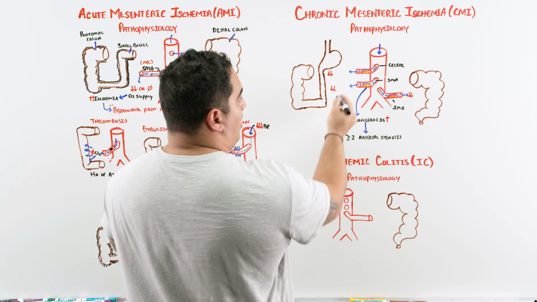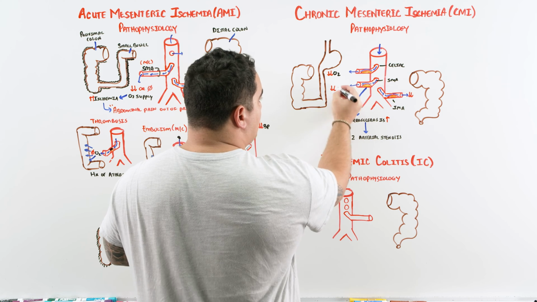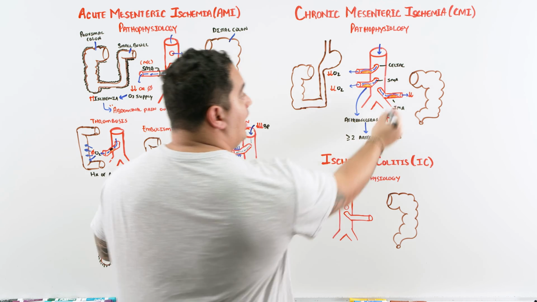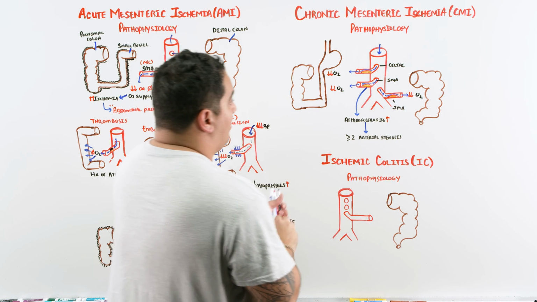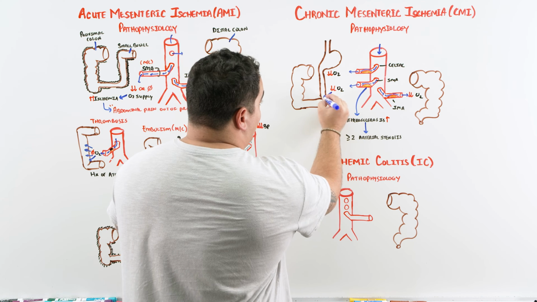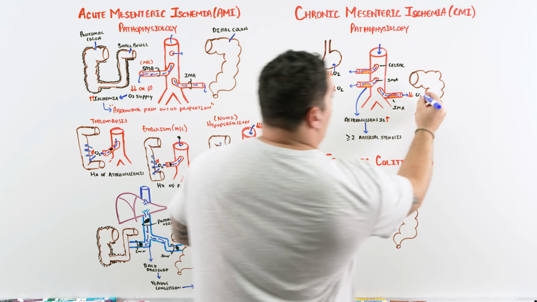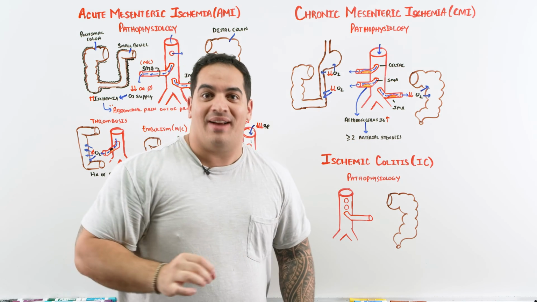Celiac supplies a lot of the stomach and even parts of the beginning of the small intestine. The SMA supplies pretty much most of the small intestine, the proximal colon, we already talked about that, and the IMA supplies the distal colon. Again, the concept is that whenever you have a reduction in supply, here's the problem. These patients will have pain, but the pain is usually whenever they're eating.